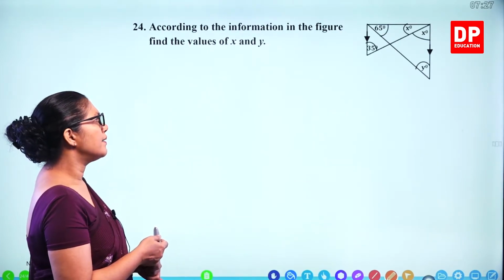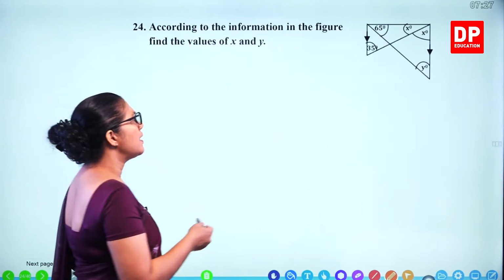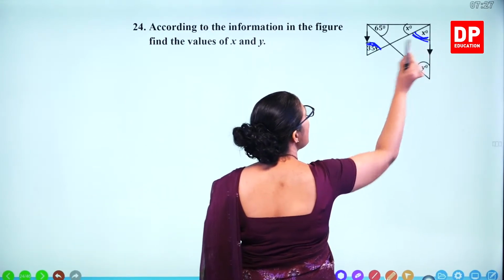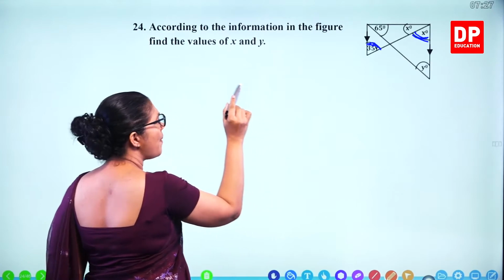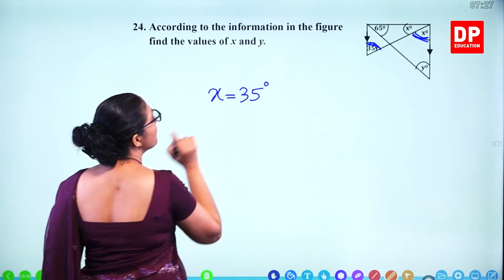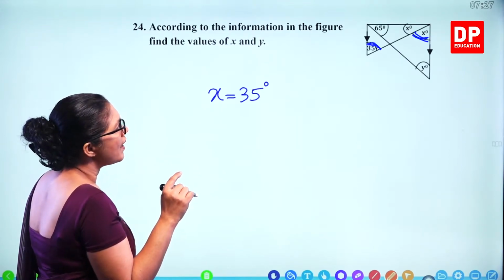Two lines are parallel. Now see, this angle and this angle, alternate angles are equal. The two lines are parallel. So x is 35 straight away. Now we need to find out y.